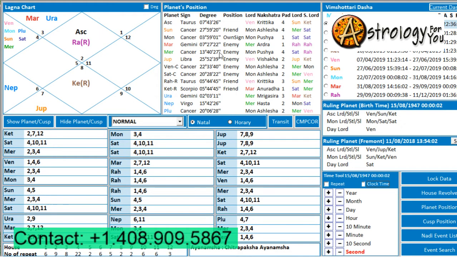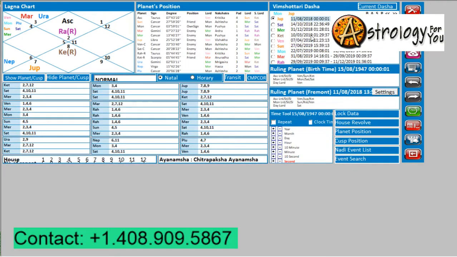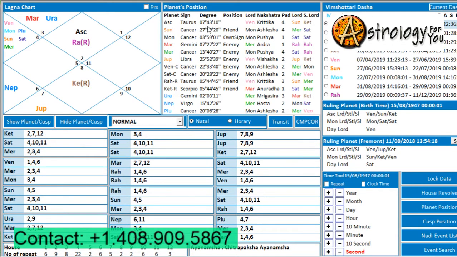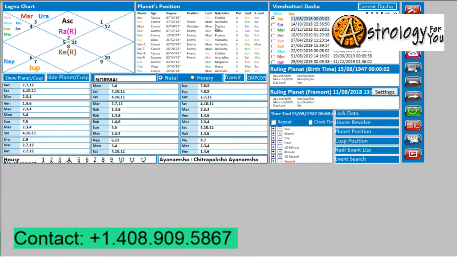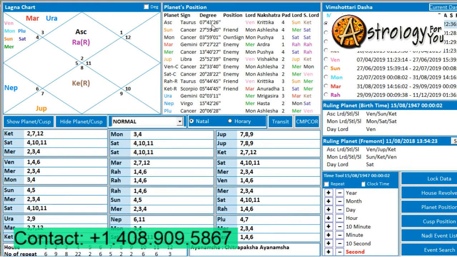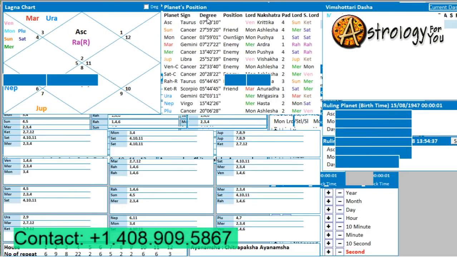02 second is also pretty much the same thing, right? But we have to find out whether it is 01 second or 02 second. How can we do that? Now we are going to look at the ascendant. What is the ascendant? 7 degrees 43 minutes 10 seconds. Here we are looking at 7 degrees 43 minutes 26 seconds. So it is not 02. Now let us go 1 second back. 7 degrees 43 minutes 10 seconds.